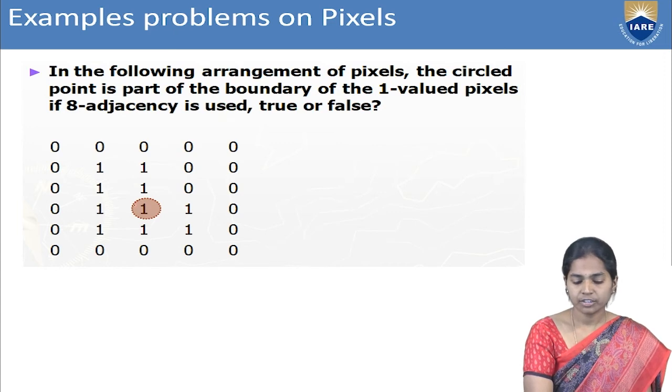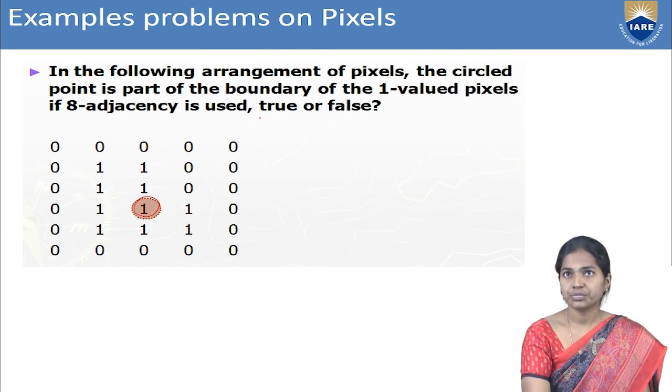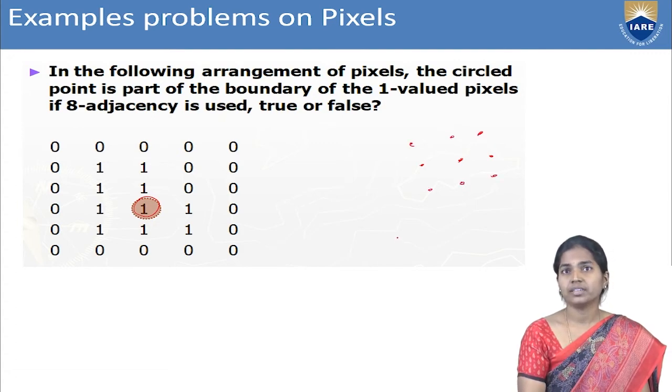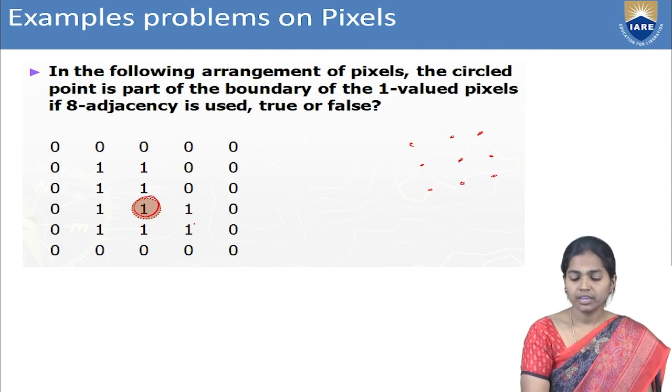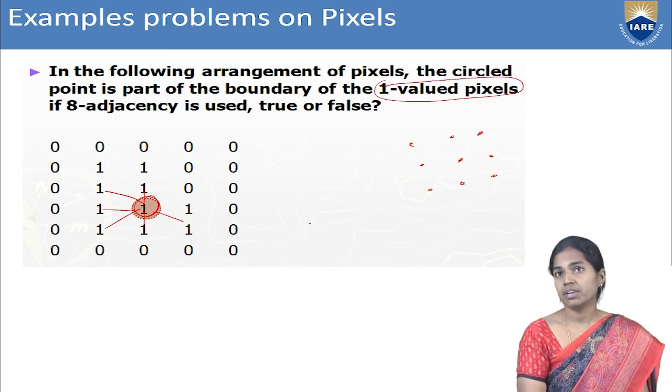Here this is the center pixel. In the following arrangement of pixels, the circled point is part of the boundary of the one valued pixels if 8 adjacency is used, true or false. In 8 adjacency, these are the neighboring pixels. One valued pixel means whose pixel values are 1.